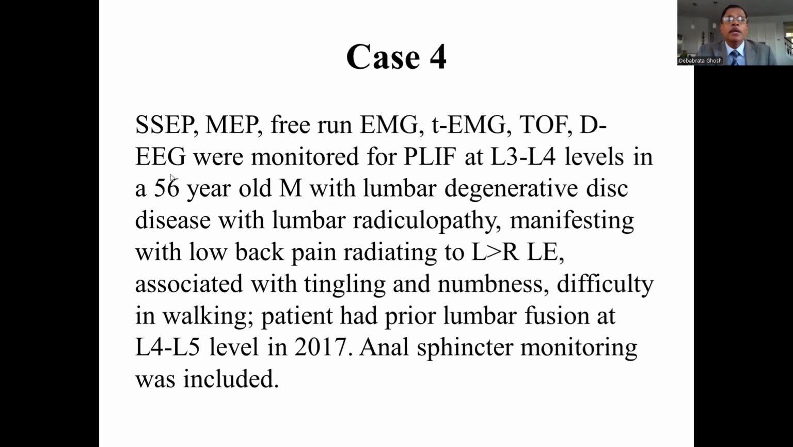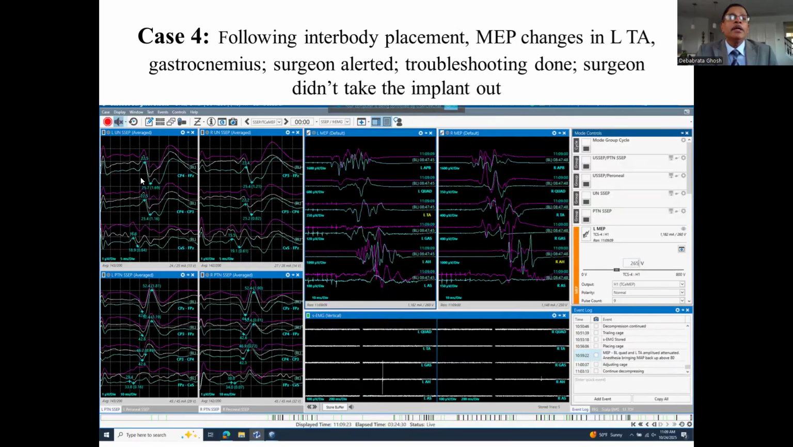Case 4 shows that, again, we did a study for posterior lumbar interbody fusion at L3-4 level in a 56-year-old male. And here we find that the SSEP for the ulnar and the PTNs are perfectly normal. MEP was perfect at the baseline, the green ones. But after the surgeon put an implant, we see the loss of activity from left TA, left gastrocnemius, whereas the AH and upper limb activity was completely normal, no EMG change.